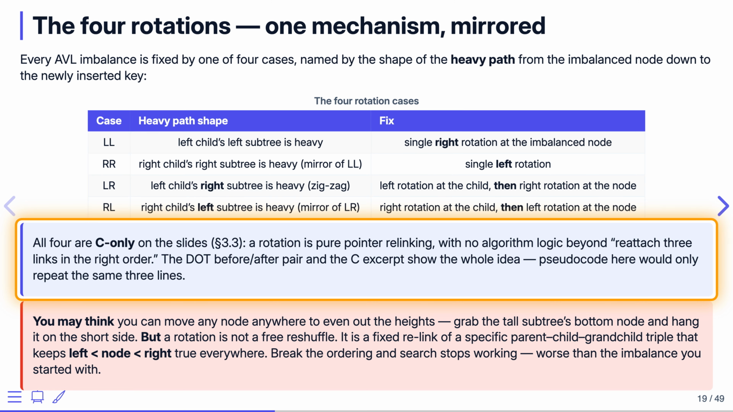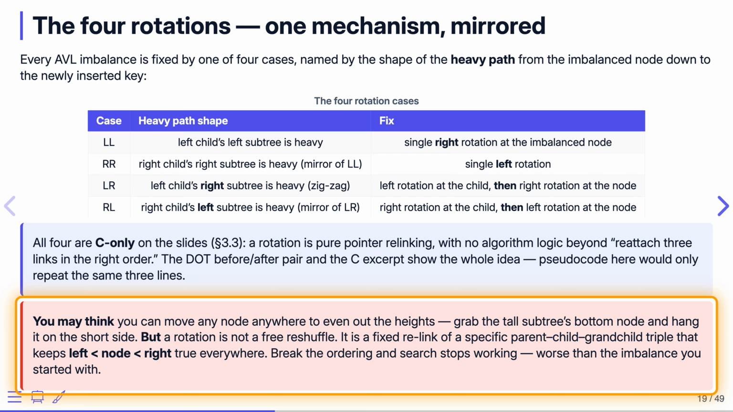All four rotations are pure pointer work. There is no clever logic beyond reattaching three links in the right order. So on these slides we show the before and after picture and the C code and skip the pseudocode.